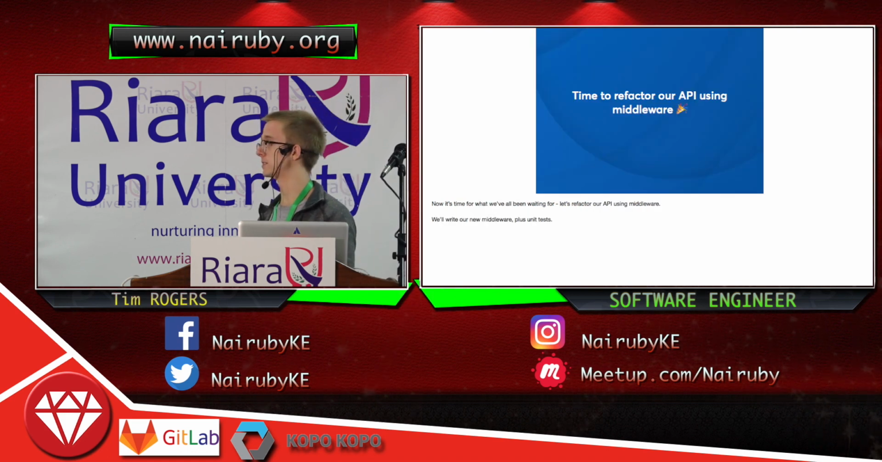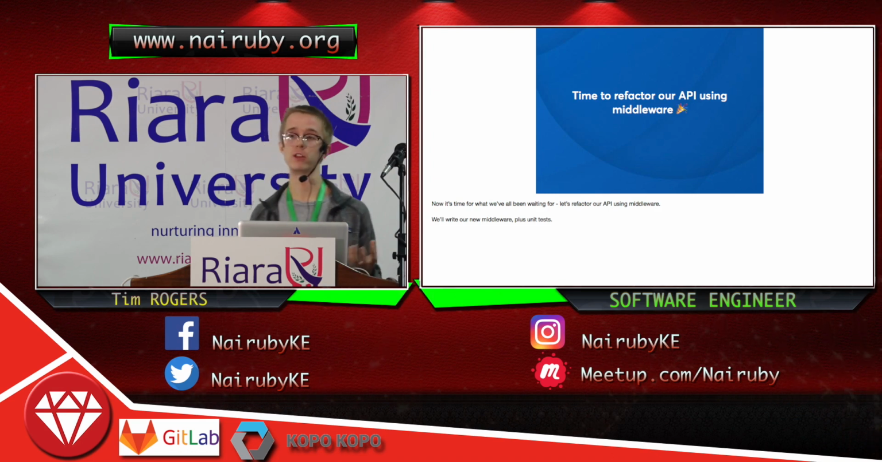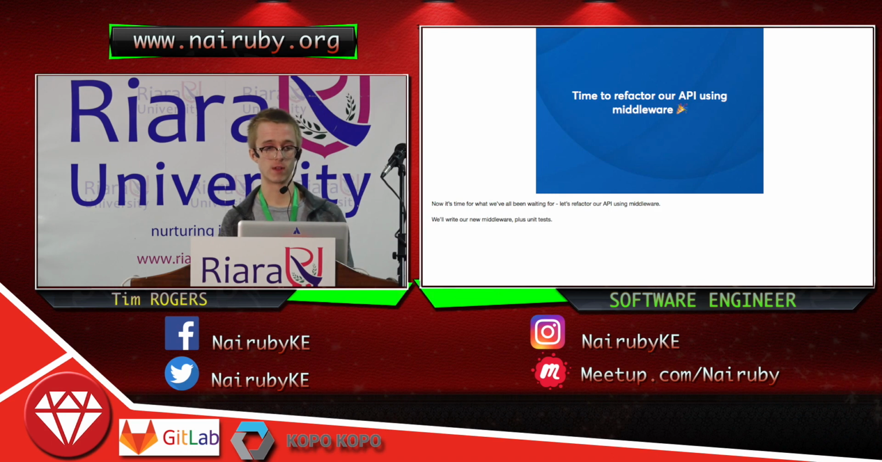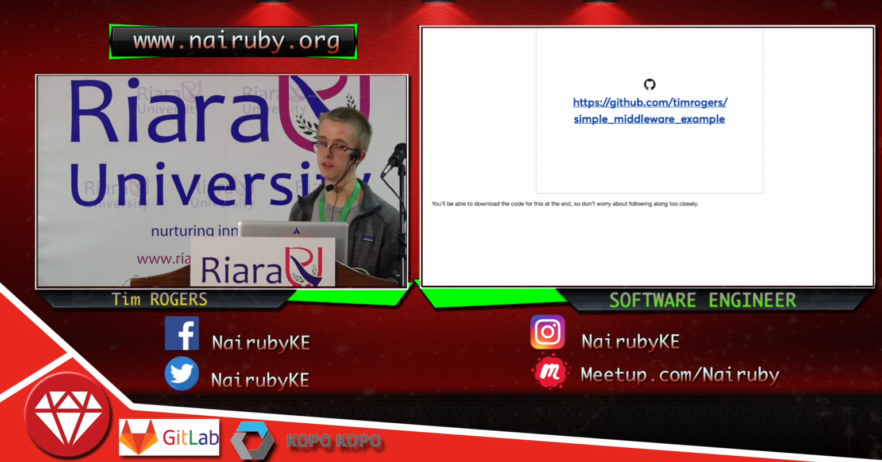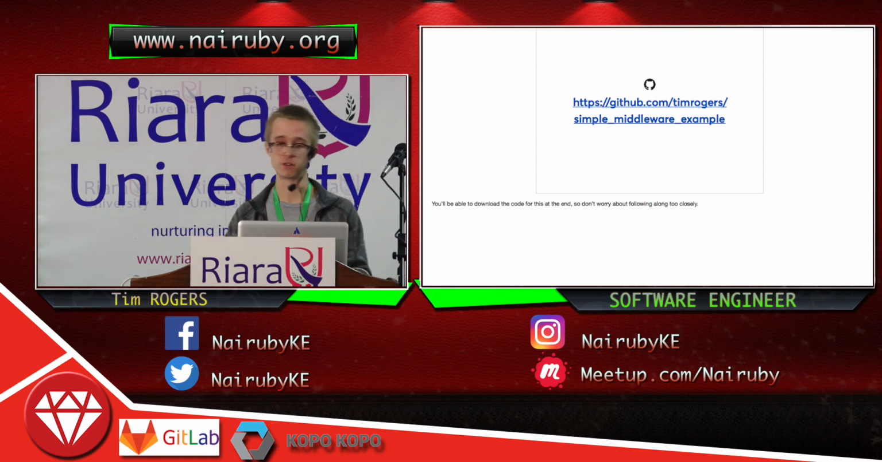So that's a little look at how simple middleware works. Now we'll actually have a go at refactoring our API using it to see how simple it is to use. You'll find the full source on GitHub as well. You'll be able to download the code for this example at the end as well, but again, I'll put the links up at the end, so don't worry about taking it down.